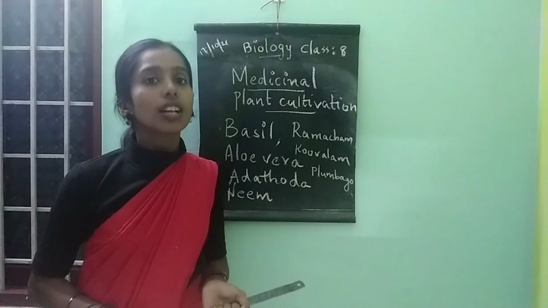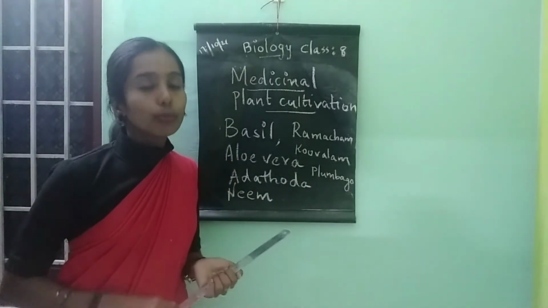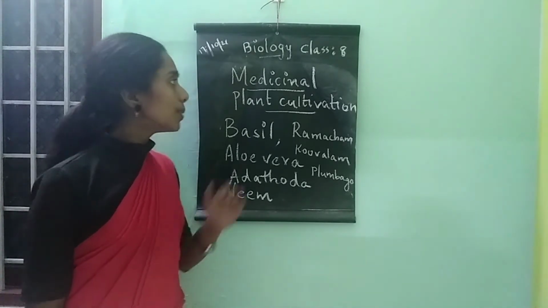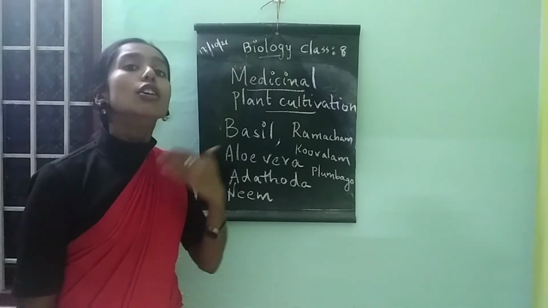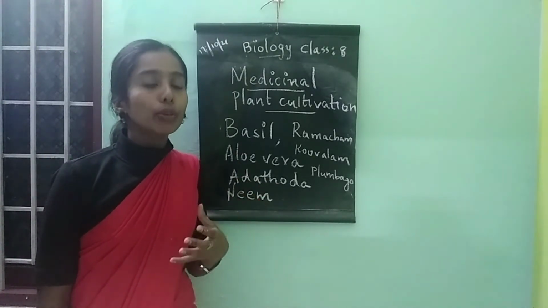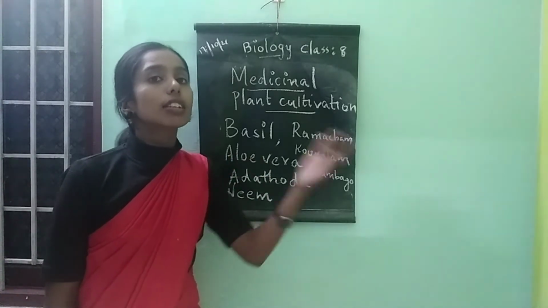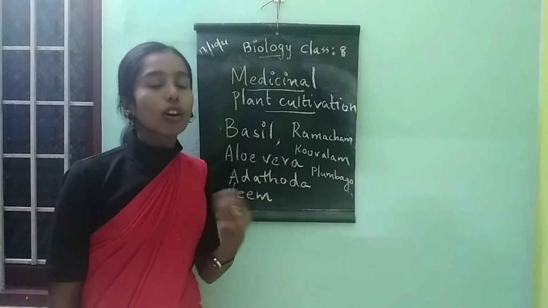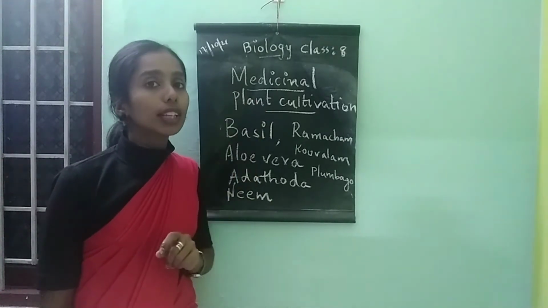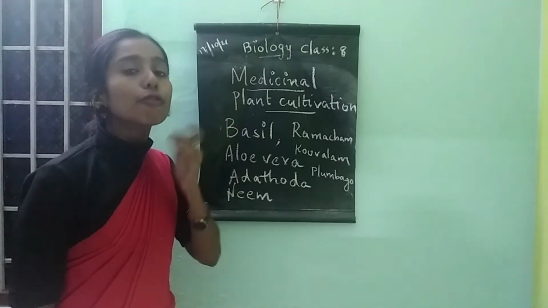Children, the next is medicinal plant cultivation. We all know that medicinal plants are very important, isn't it? Because medicinal plants help in curing so many diseases. If you get a common cold or fever, we do not immediately rush to the doctor. We take a tulsi leaf or panikoorka, isn't it? So medicinal plants are of prime importance in our society. Medicinal plant cultivation involves the cultivation of medicinal plants.